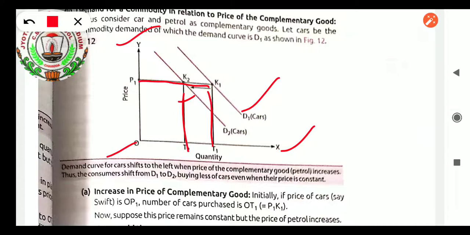Why did it happen? Because it is a complementary effect. As you know, car and petrol are complementary goods. Without petrol the car cannot work, and petrol needs vehicles. So definitely they are complementary to each other. If the petrol price suddenly increases, what will people do? They will consume fewer cars.